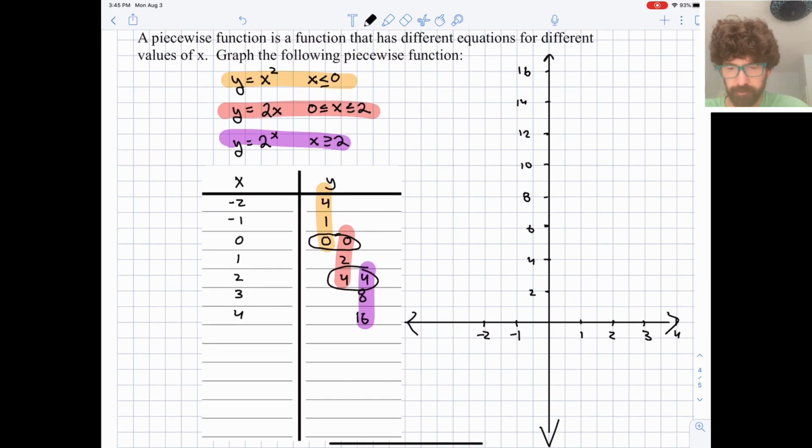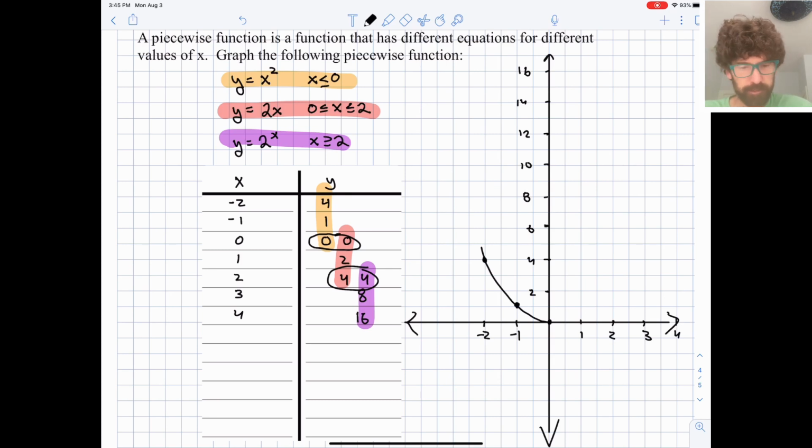When x is negative 2, y is 4. That's right there. x is negative 1, y is 1. And x is 0, y is 0. Okay, so before I get a little bit confused by the other equations, I'm going to plot these. It looks like it's a bit of a curve, and it should be because it's a parabola right there. Now let's do the next one.